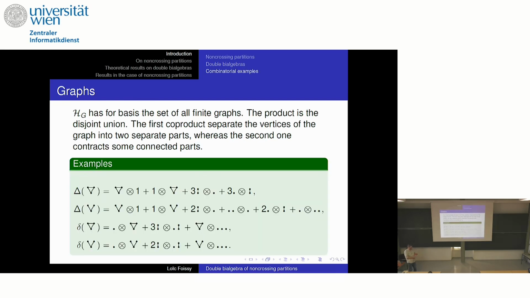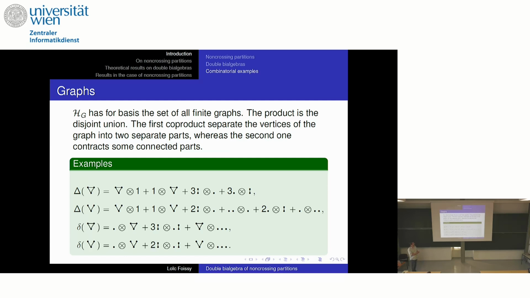Okay. So now we change our point of view. I started with a monoid, and I looked at the double bialgebra which was associated with it. Now it's different. You start with a double bialgebra. So you will know that you have a monoid, which will be the characters of the double bialgebra, but at the starting point, you don't have the monoid, but the double bialgebra.